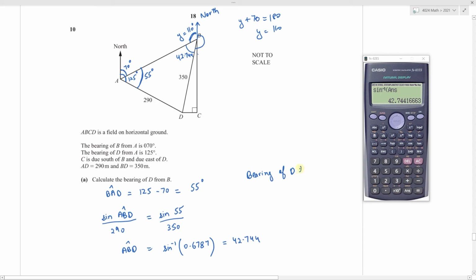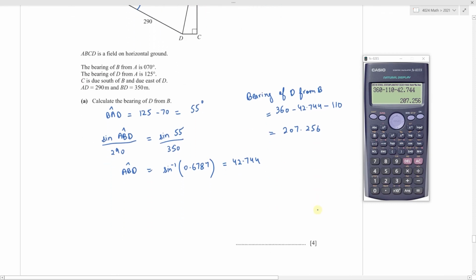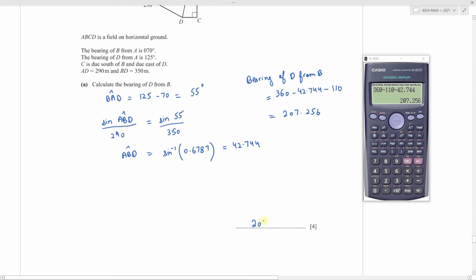So bearing of D from B will equal, so this full angle is 360 degrees, 360 minus this angle minus this angle. So minus 42.744 minus 110. So 360 minus 110 minus 42.744. So this gives you 207.256, which I can write as 207.3 degrees up to 1 decimal place.